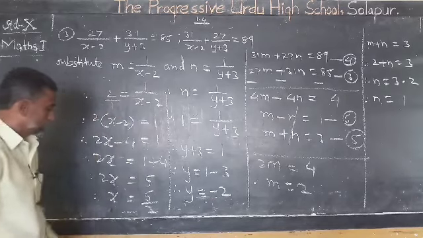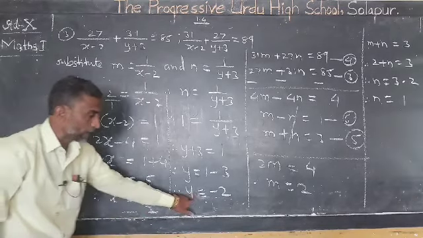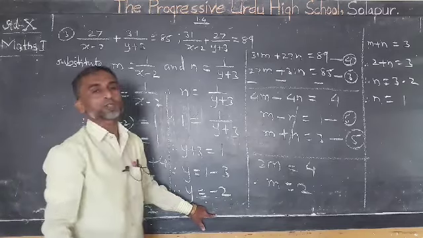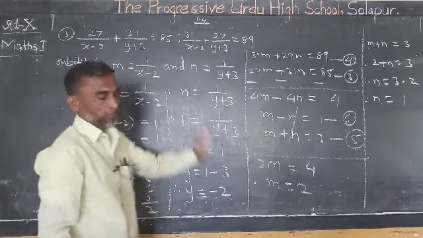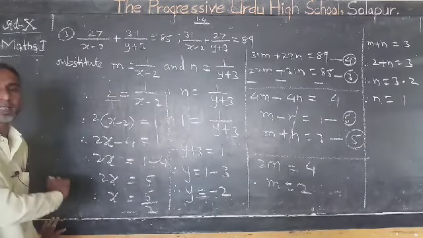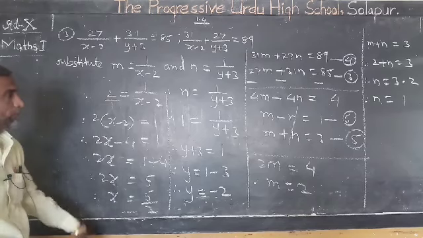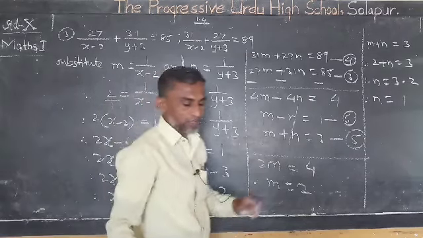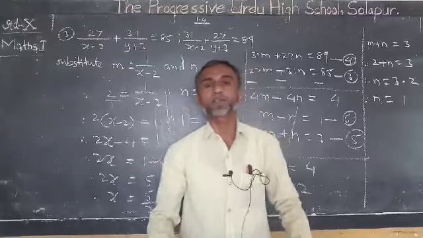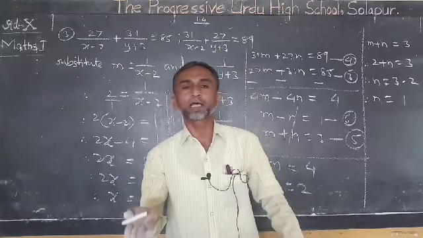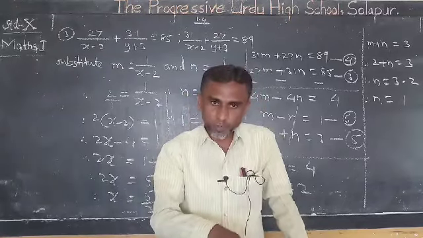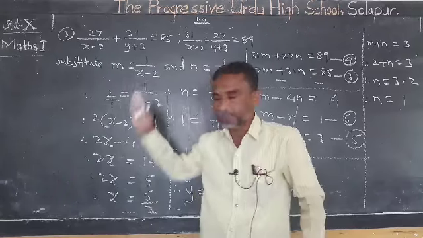So, in this way, x equal to 5 by 2 and y equal to minus 2 is the solution of these two equations. Write the answer in the last line. In this way, we can solve equations which are not linear equations in two variables, but we can convert them by proper substitution and solve like this.